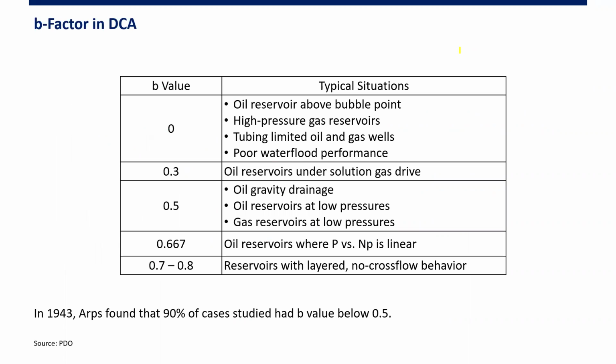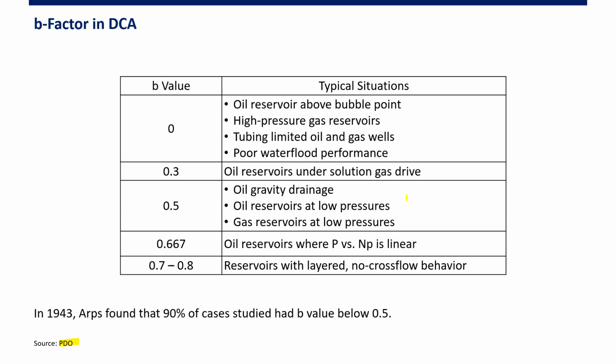I take this material from PDO, and we have this very important table: B value and the typical situations or typical reservoirs which will have that B factor, according to this table. All right, so let's start with B factor equals 0, or in other words, exponential decline.